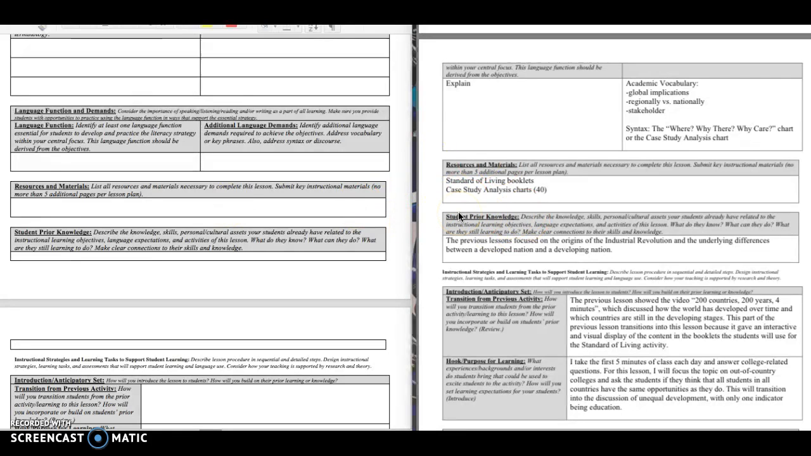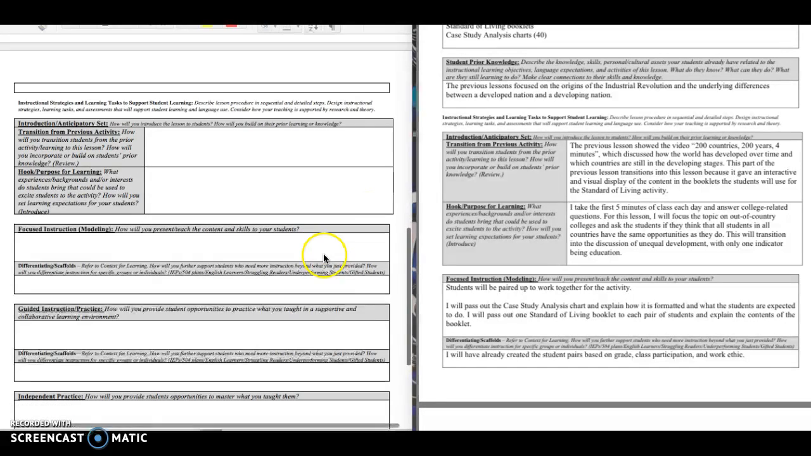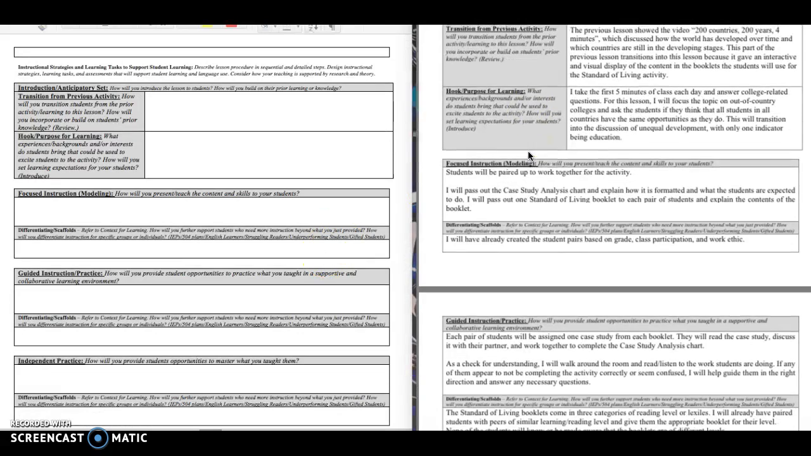Hers are the standard of living booklets and the case study analysis charts that she's obviously going to hand out to her students. And then moving on to our introduction and anticipatory set, it's pretty much a brief introduction of the content and a hook. That's what's going to get the students actively engaged in the content and interested in what's going to be presented to them. So it can be like 5 to 10 minutes, just a quick little activity for the students to be able to get to know what they're about to be learning about.